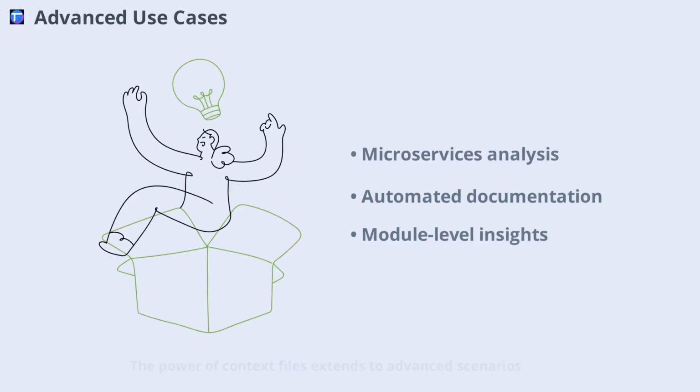The power of context files extends to advanced scenarios. For microservices, you can pack multiple repos and analyze how they interact, generate documentation from scratch, or break down modules for targeted improvements. These tools aren't just about convenience. They enable deeper analysis and smarter automation, helping you build better software faster.